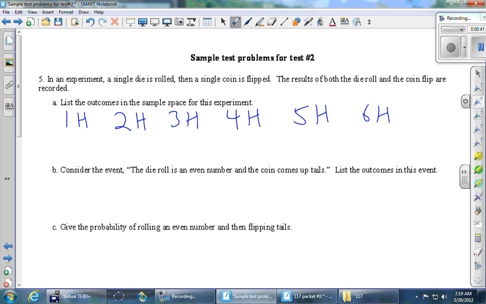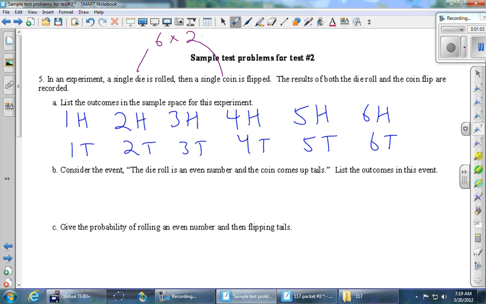Now we'll go ahead and change it so that we can get tails. So it could be 1 with tails, 2 with tails, etc. And just an observation, there are 12 possibilities we just listed. And note that the number of ways to roll the die is 6. The number of ways to flip a coin is 2. And if you multiply them, we could have predicted we would have gotten 12 outcomes.